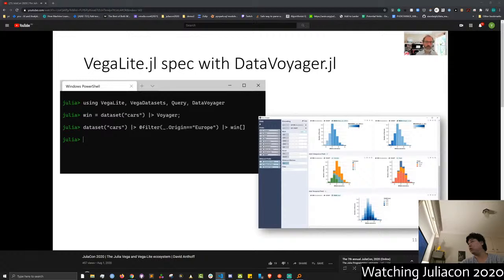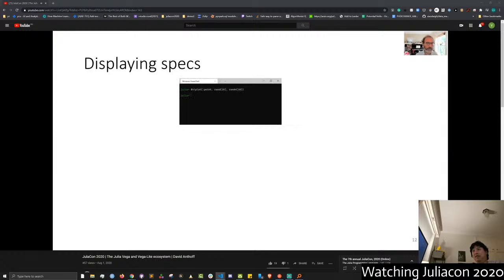Another really nice option is to use Data Voyager to create VegaLite specs. So here I'm loading a data set, I'm typing it into Voyager. It will open an interactive UI that you can see here, and then you can click with your mouse together what kind of plot you want to have. And when you're done with that, you can actually extract the plot into the Julia environment from that interactive UI experience.